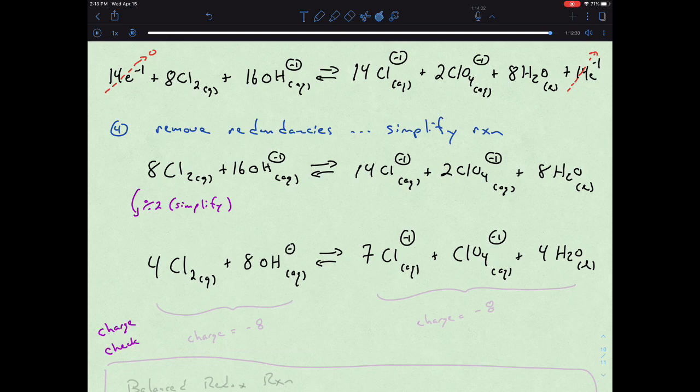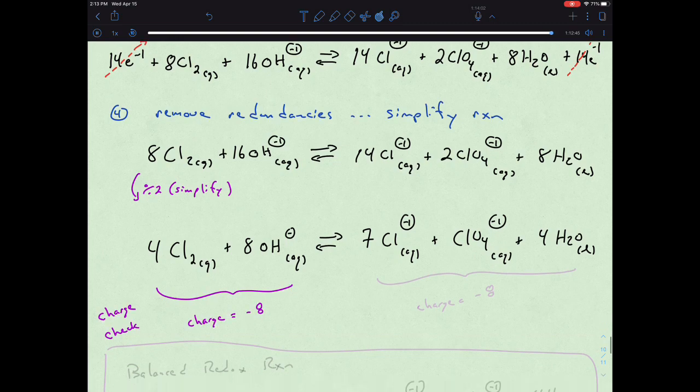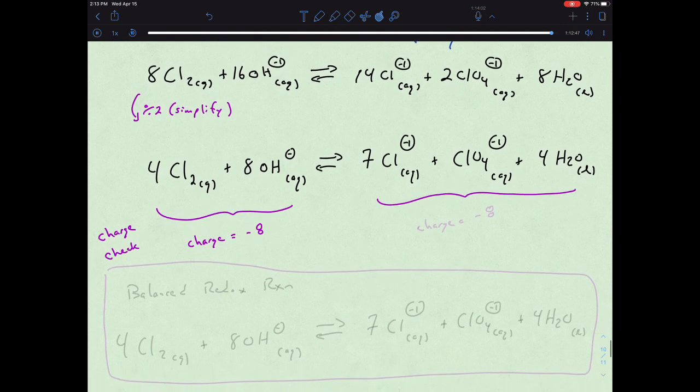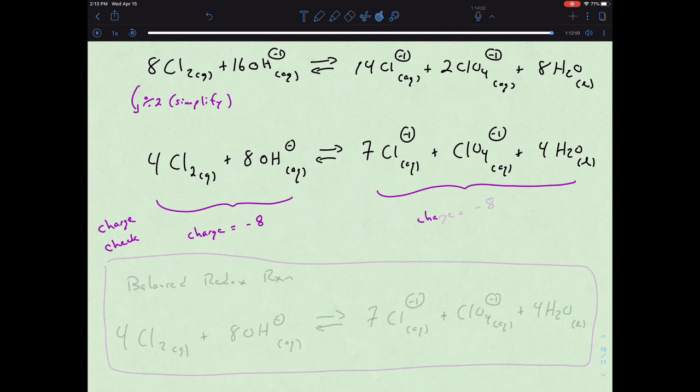We can do our charge check as a last check to make sure that we've been doing things correctly. We end up with a total charge equal to -8 on the starting material side. We also end up with a charge equal to -8 on the product side. And so that gives us our overall balanced reaction. We can't simplify it any further.